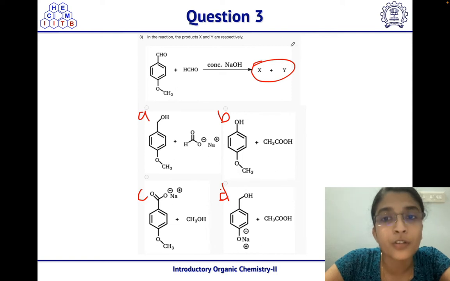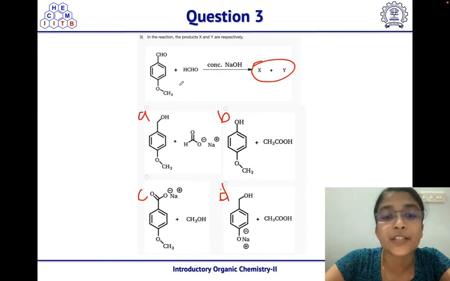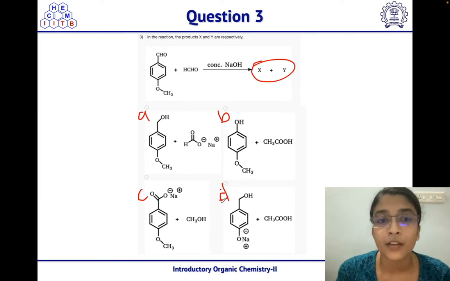This is also a Cannizzaro reaction. We have discussed the mechanism for Cannizzaro reaction in the previous question, and we have seen that it is a disproportionation reaction. Here there are two aldehydes, so we cannot say it is a disproportionation reaction, but we are having two aldehydes. One of the aldehydes will undergo oxidation and one of the aldehydes will undergo reduction. So what will be the possible option? A, B, C, or D? Any idea?